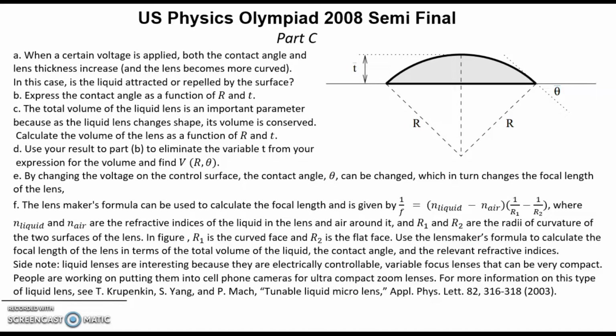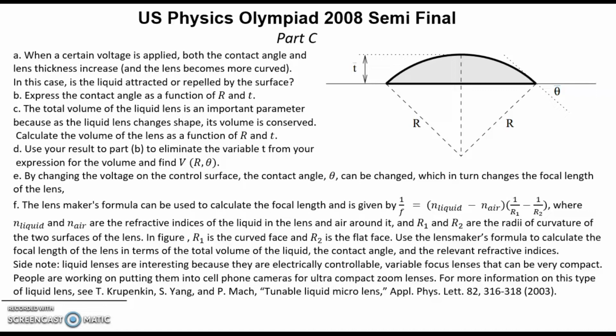Question A. When a certain voltage is applied, both the contact angle and the lens thickness increase and the lens becomes more curved. In this case, is the liquid attracted or repelled by the surface? Question B. Express the contact angle as a function of radius r and thickness T.